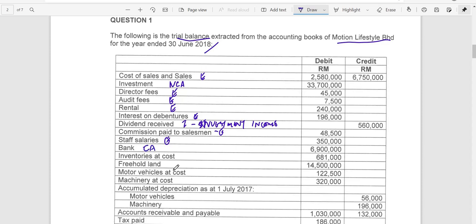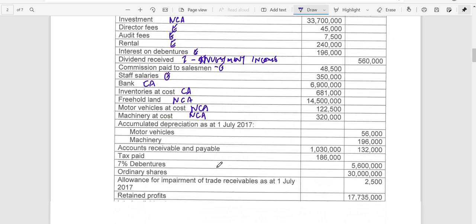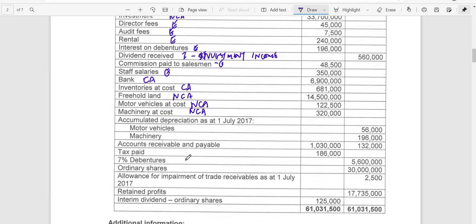Bank, it is a current asset. Non-current asset, the PPE, which were given separately, but for the purpose of writing notes, you need to show them in columnar form, in a form suitable for the disclosure purpose. So we have been given the accumulated depreciation for the two PPE. That was the negative asset account. So this is actually non-current asset, but this is negative non-current asset. Then you have accounts receivable, current asset. Accounts payable is a current liability.